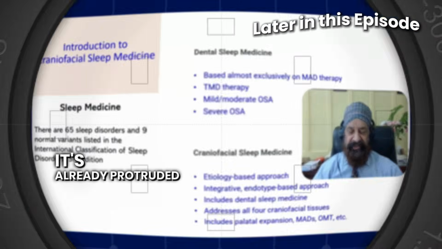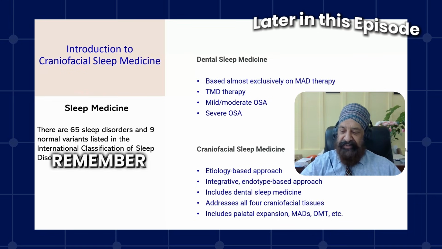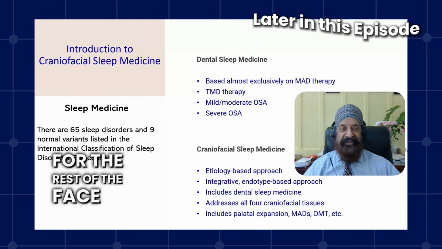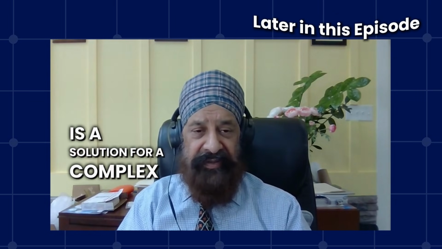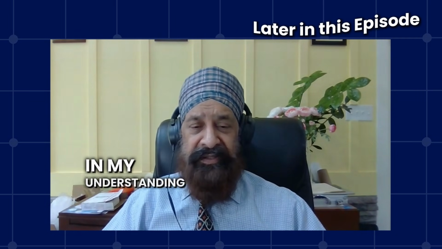It's already protruded. We start with the cranial base. I have a kind of little phrase that helps people just remember this. The cranial base sets the pace for the rest of the face. And all of that rhymes. A malocclusion is a solution for a complex adaptive system. That is a malocclusion in my understanding.